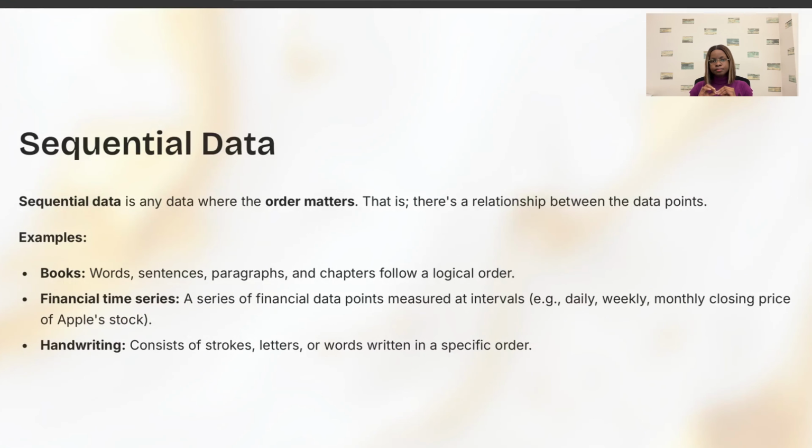Sequential data. From the word sequential, sequence, data in sequence, where order matters. One comes before the other, and on and on. That is, there is a relationship between the data points. For example, in a book, first you have the letters that make up the words, the words make up a sentence, the sentences make up a paragraph, and the paragraphs make up chapters. Chapters then make up the book. It follows a logical order.